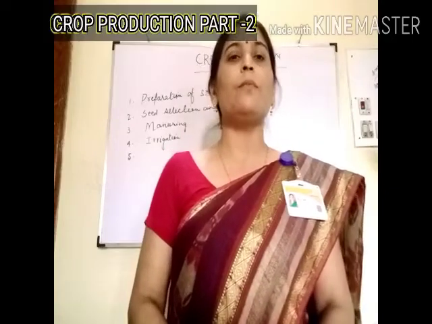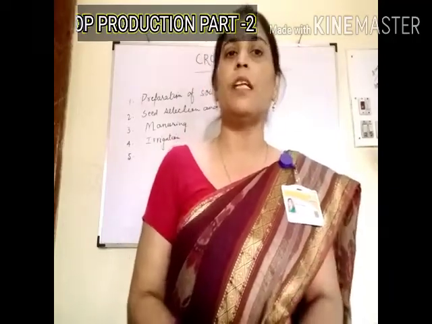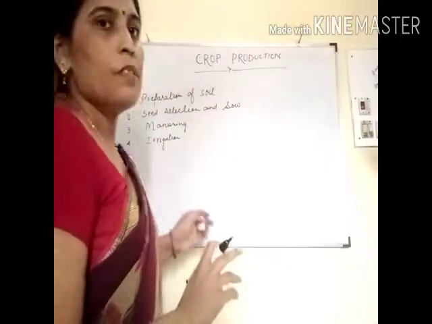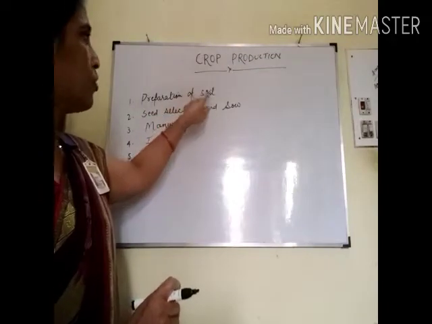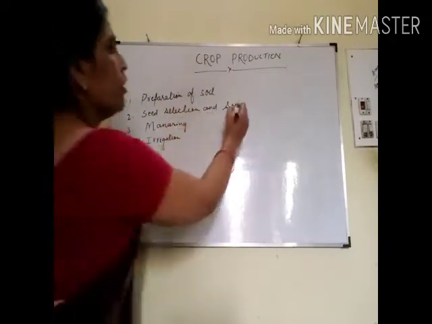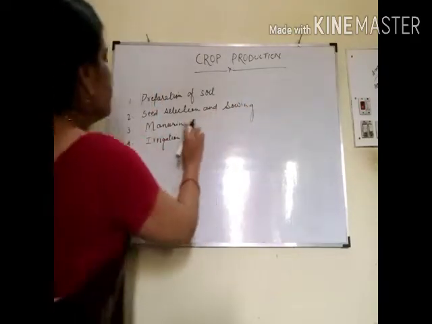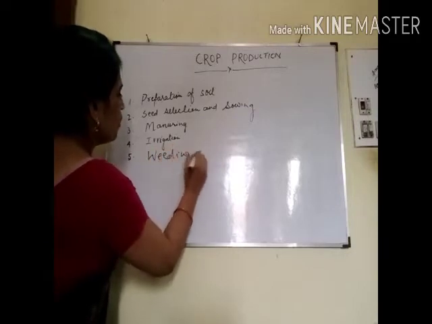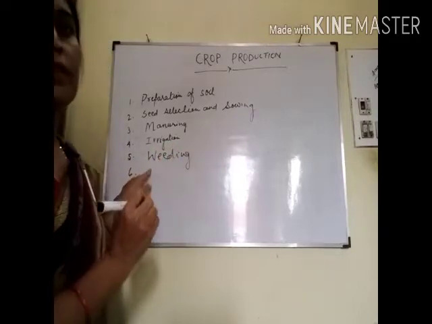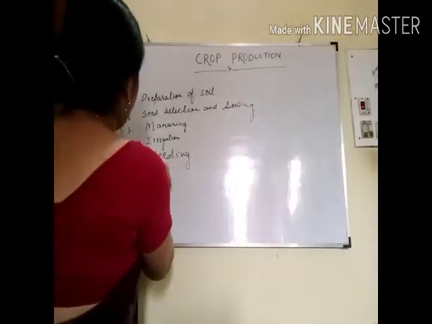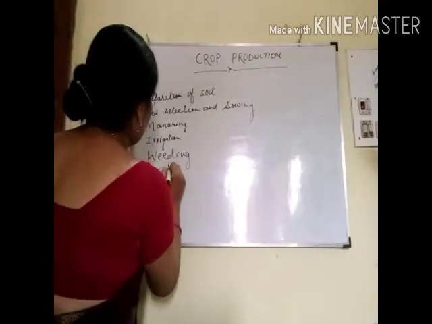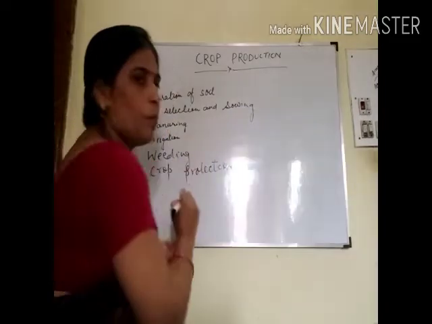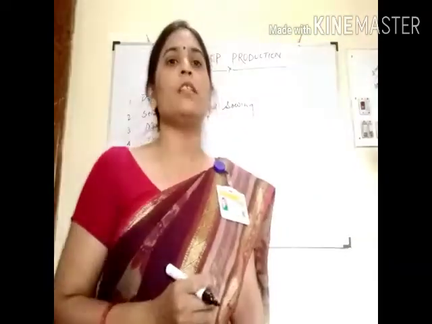Good morning, student. In the previous video we had started our first chapter, that is crop production. In the first video we had seen some steps of crop production, that is preparation of soil, seed selection and sowing, then manuring, irrigation, then weeding. Now today we will see our sixth step, that is crop protection. How to protect the crop?